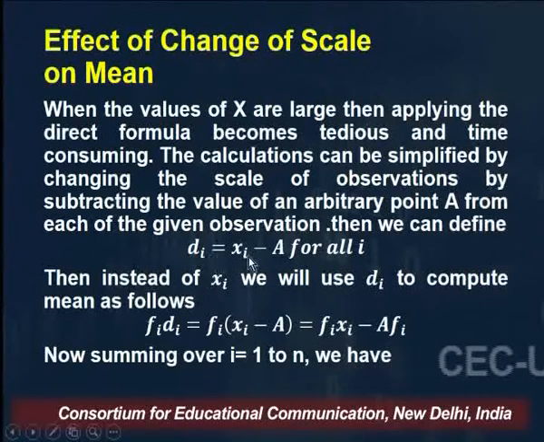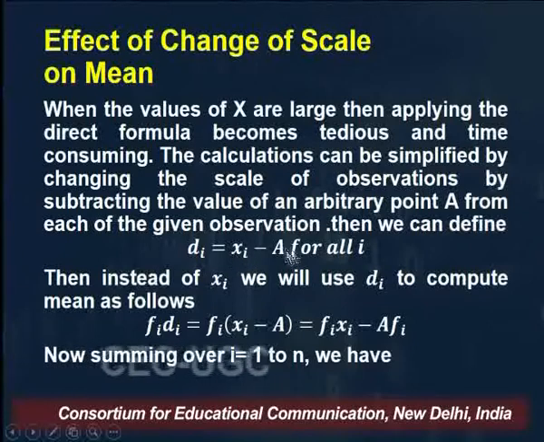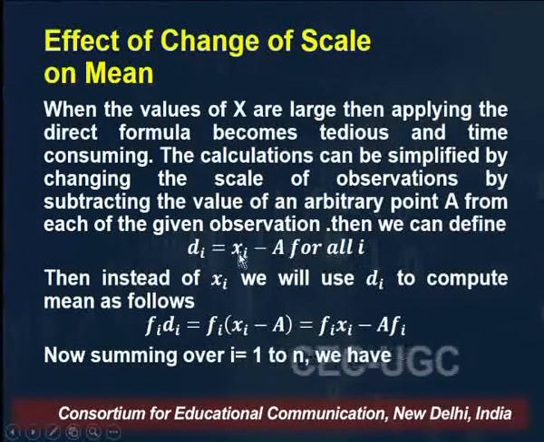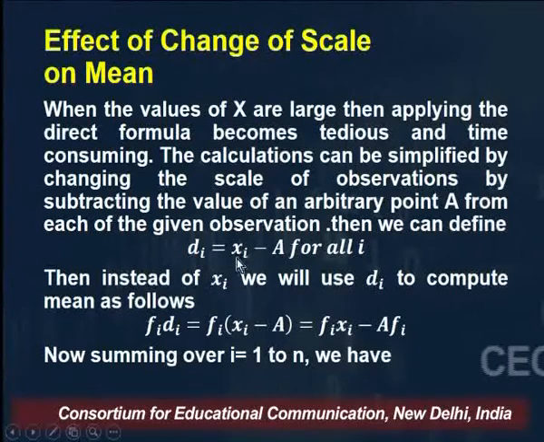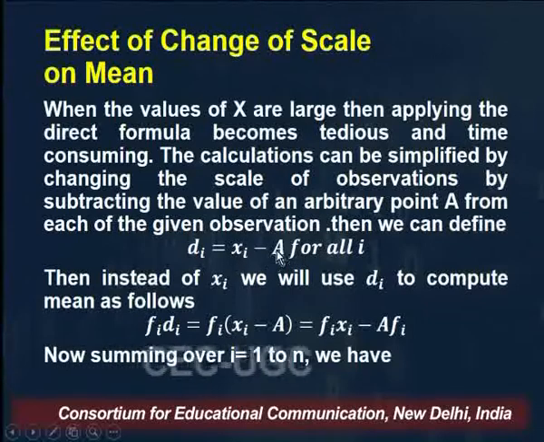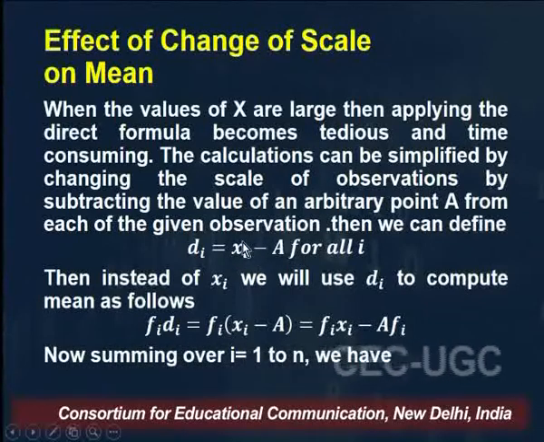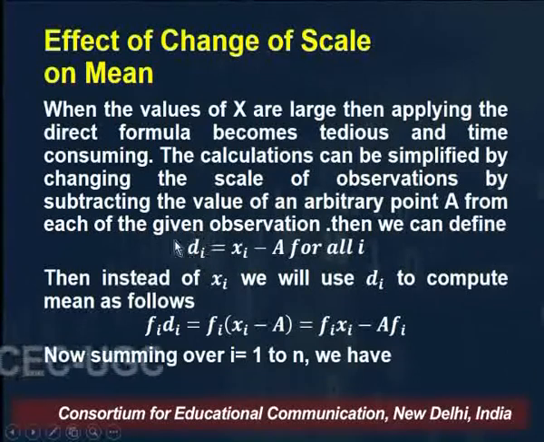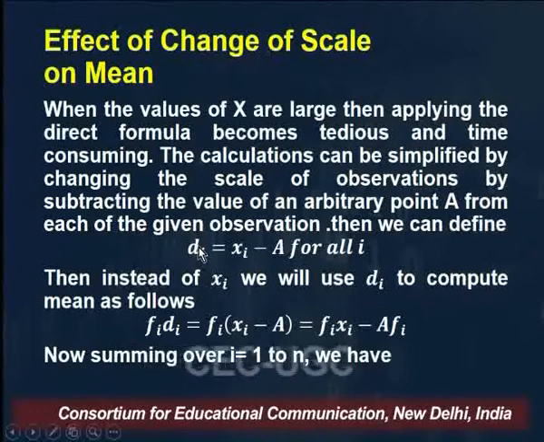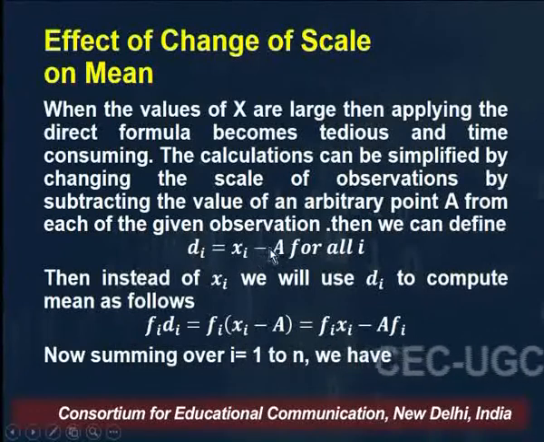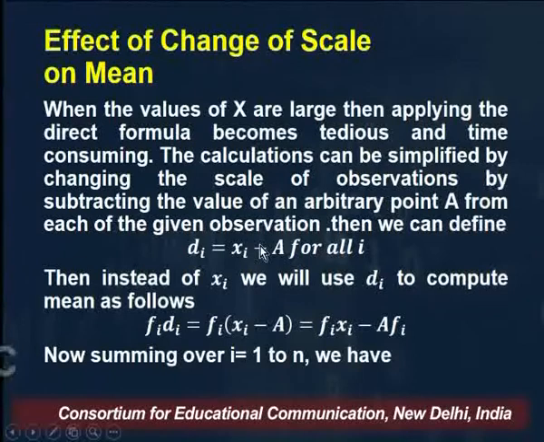I am looking at the ith value of x, which is xi, and subtracting A, and this I do for all i. So I will have x1 minus A, x2 minus A, x3 minus A, and so on, xn minus A. Since I have changed my small xi's, I have to define a new variable, which I will call di. These are di's, meaning deviations, because you are looking at the deviation of xi from A. You are subtracting A from each value of xi, and then you obtain the value of di.